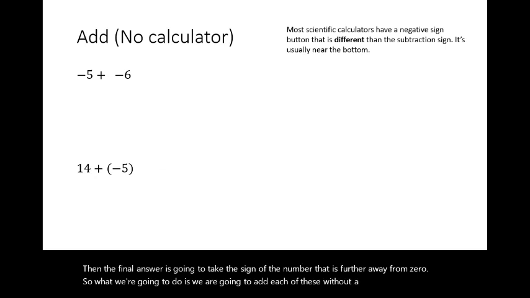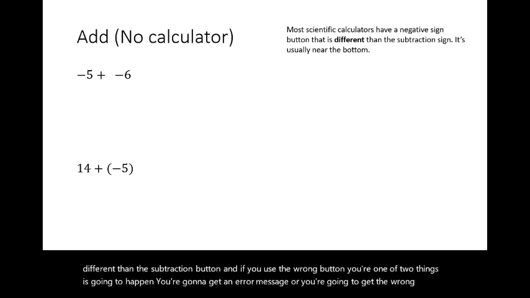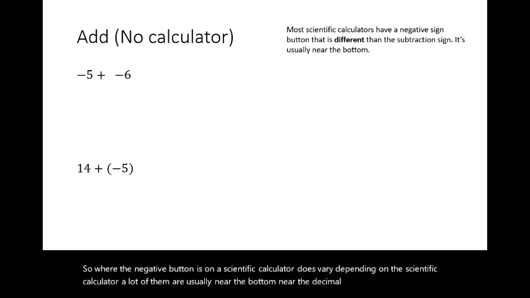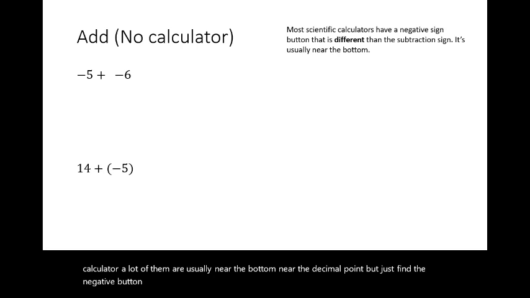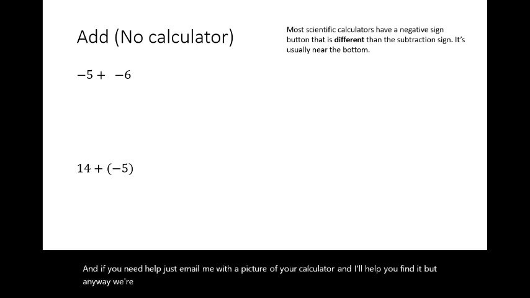Now, one quick note on scientific calculators. Most scientific calculators have a negative button that is different than the subtraction button. And if you use the wrong button, one of two things is going to happen. You're either going to get an error message or you're going to get the wrong answer. Where the negative button is varies depending on the calculator. A lot of them are usually near the bottom, near the decimal point, but just find the negative button that's not the subtraction button. And if you need help, just email me with a picture of your calculator and I'll help you find it. But anyway, we're going to add each of these without a calculator.